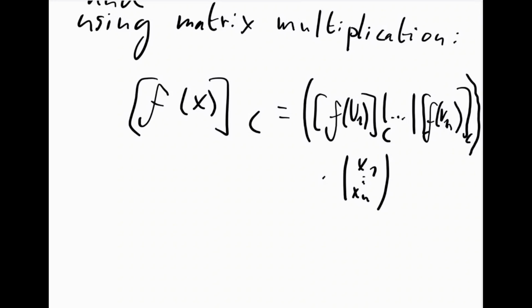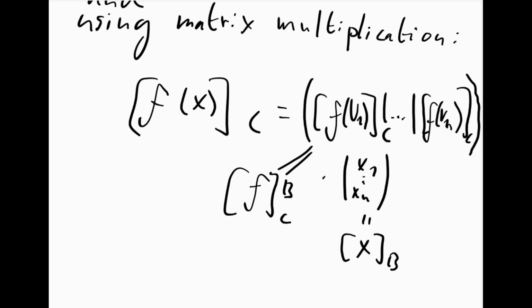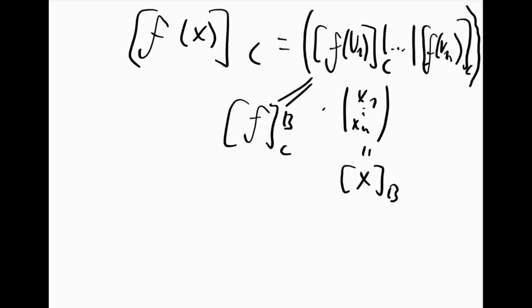Well, what we can now realize is that x1 till xn is equal to x in terms of basis B. And this thing is simply this matrix of the linear map for bases B and C. And so we get what it is supposed to be here.